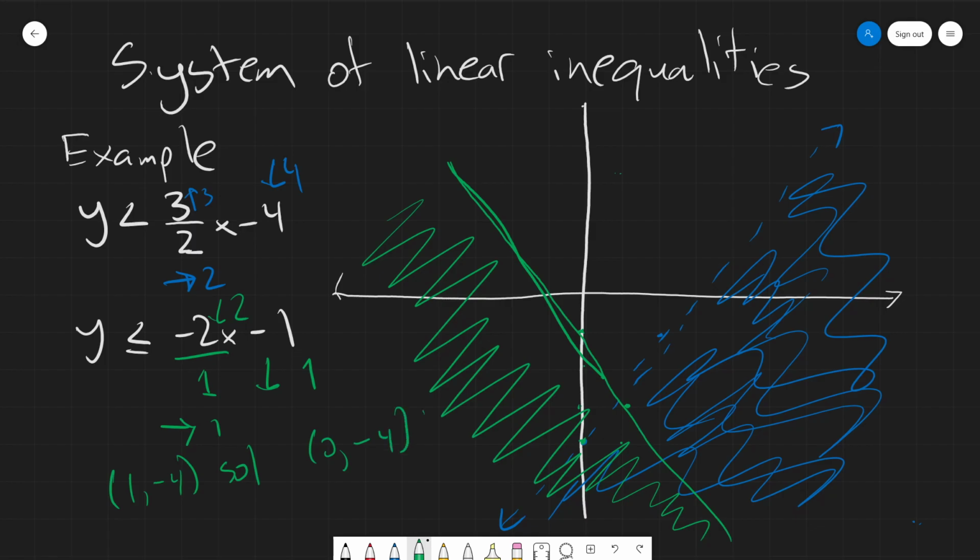Is 0, -4 a solution? Well, it's on a dashed line, so we've got to say no. It's got to be inside both. They can be on the line if it's solid, but if it's a dashed line, it has to just be in the shaded area completely.